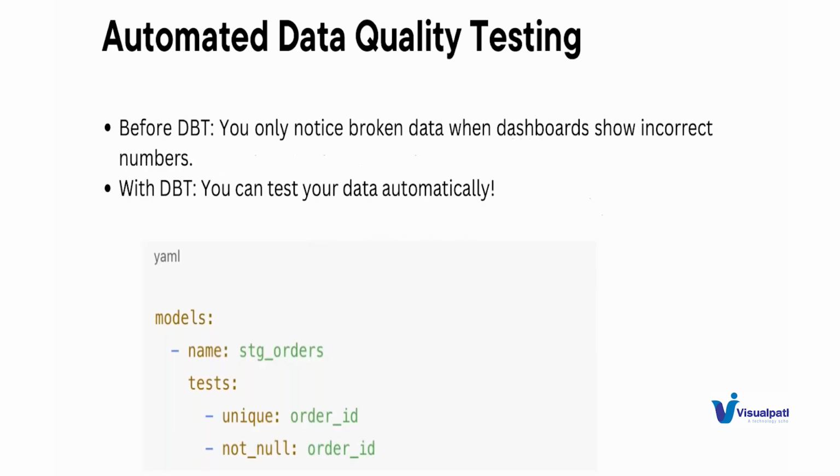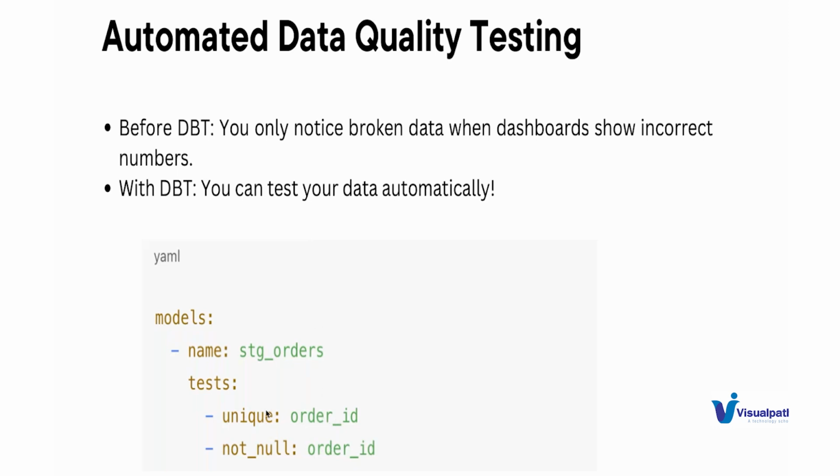Okay. In tests, in DBT, I told you we can create a test by just putting some values in a file, and the test is created. So you don't have to manually write a long code for a test. If you see, this is a basic test on a stage table. The test is unique on our order ID, then not null on order ID.